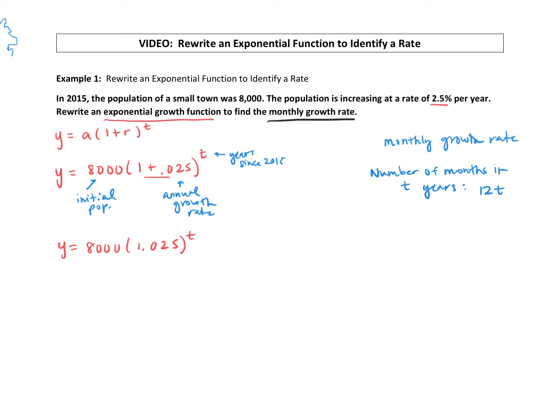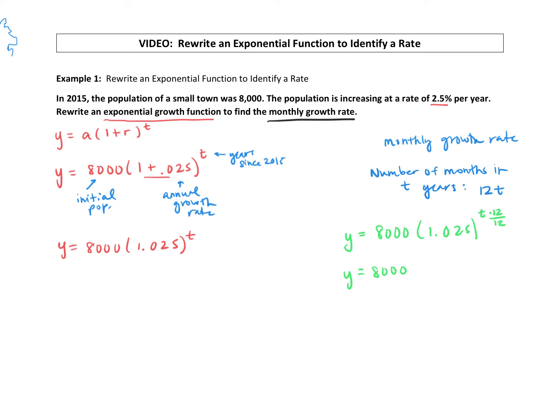Okay, so what we're going to do is take our exponent. Let me just go ahead and rewrite. y equals 8,000 times 1.025. We're going to take our time and multiply it by 12 over 12. So technically, mathematically, we're multiplying it by a 1. So it doesn't change the value of anything, but we are able to manipulate this so we can narrow it down to a monthly growth rate. So let me show you how we're going to do that.